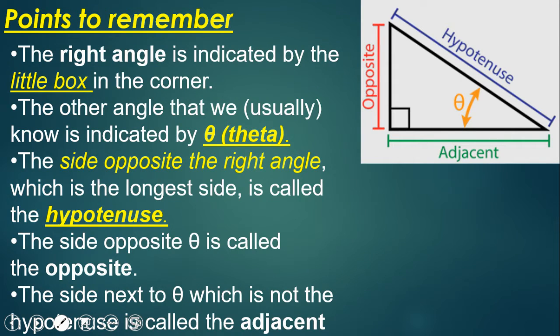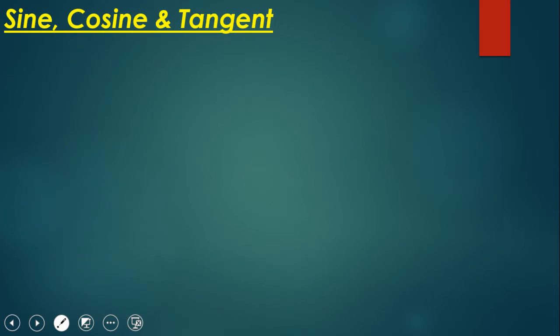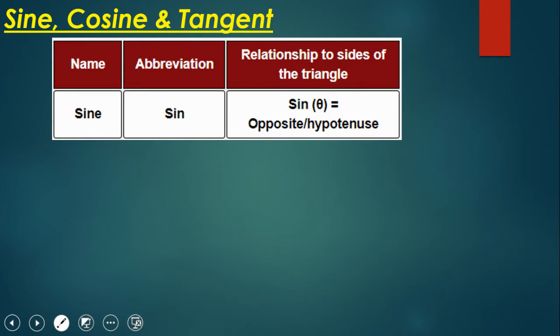Of course, you know that the side opposite to 90 degrees is known as hypotenuse. So that's it pretty much about the important points. And next, sine, cosine, and tangent. When we take the ratio of the opposite side to theta to its hypotenuse, that is known as sine. In fact, these are the rules. I'll explain more in detail when you start taking the questions.